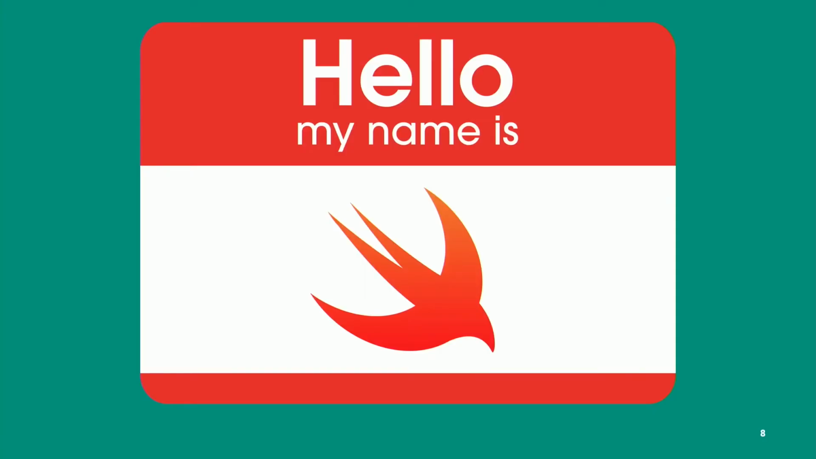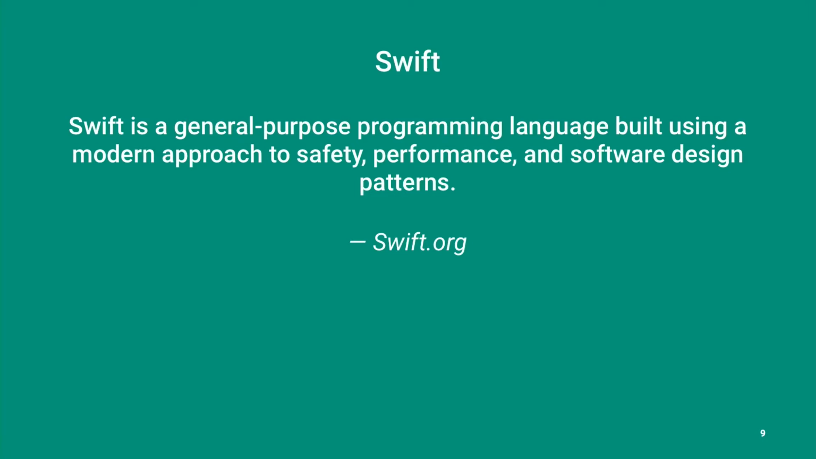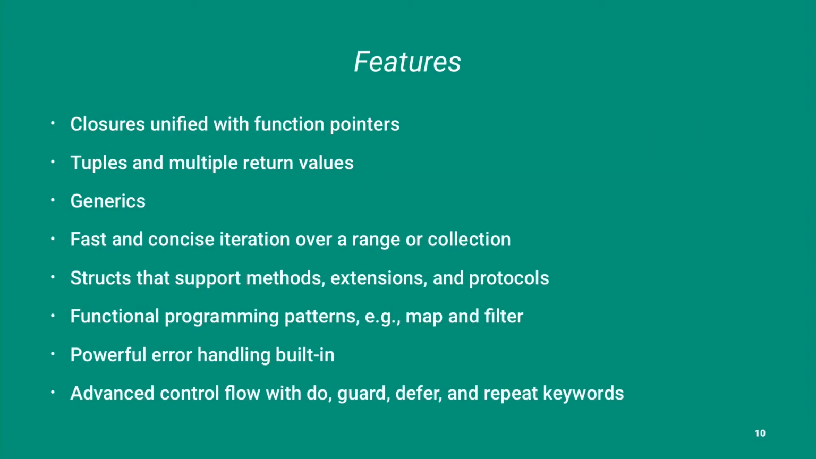But first, let's talk about Swift. When Swift came out, folks were pretty excited about the features that made it different from Objective-C. After all, Swift is a general-purpose programming language built using the modern approach to safety, performance, and software design patterns. On the About page, it's described as safe, fast, expressive. And this, for me, was just a fancy new language that we were all excited about for some reason. I was just happy to get rid of those brackets. It's actually pretty cool, though. It's got a bunch of features. But of these listed here, I'm going to talk about closures, and I'm going to talk about functional programming patterns.